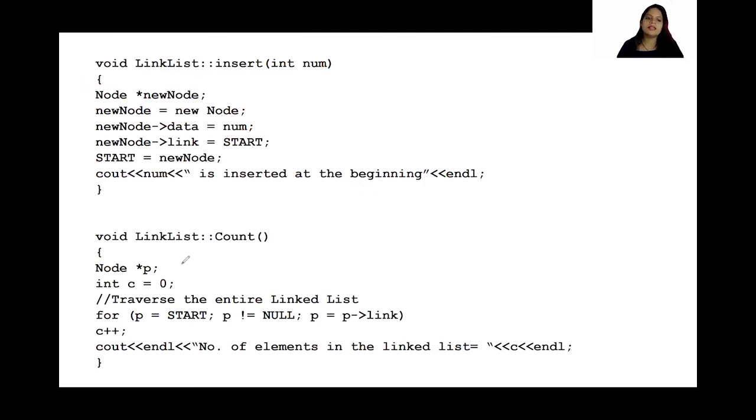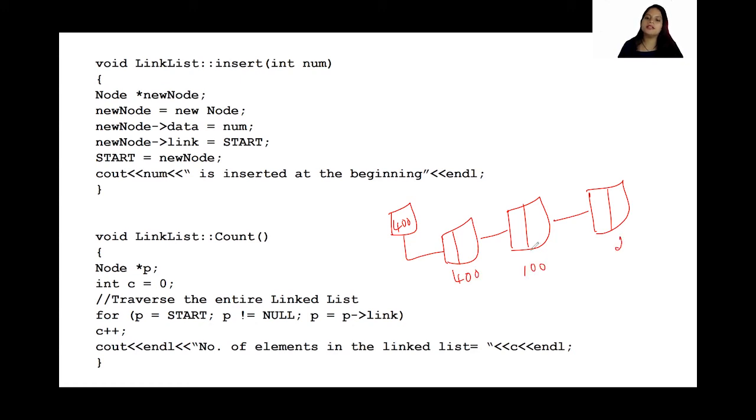Now next, count. How do we count the number of nodes? Since I have added my new node at the beginning, this is going to become 400. This was 400, this is 100, this is my 200. This is 3, 1, 2, isn't it?